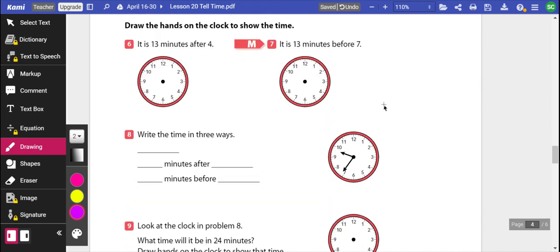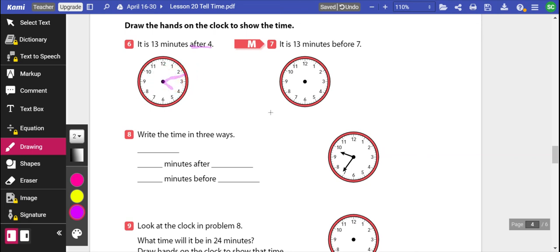Draw the hands on the clock to show the time. It is 13 minutes after 4 o'clock. So we know our hour hand is going to need to be pointing towards the 4. It's going to be a little bit after 4, but not much after 4. And I want it to be 13 minutes. So that's 5, 10, 11, 12, 13.